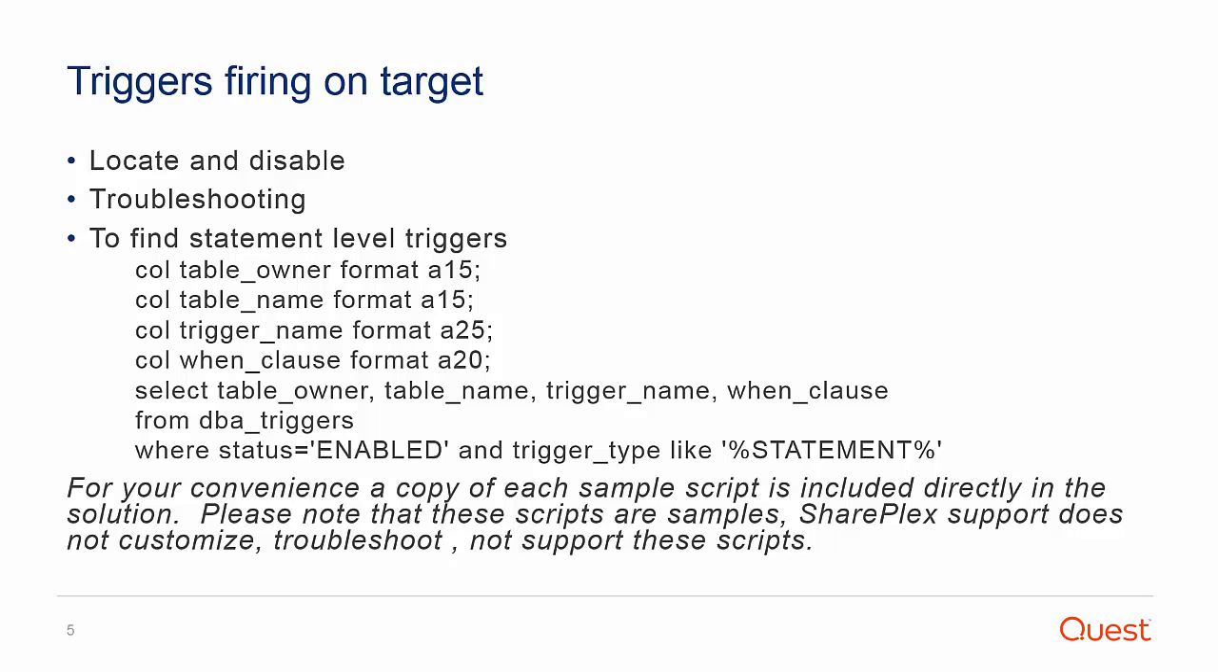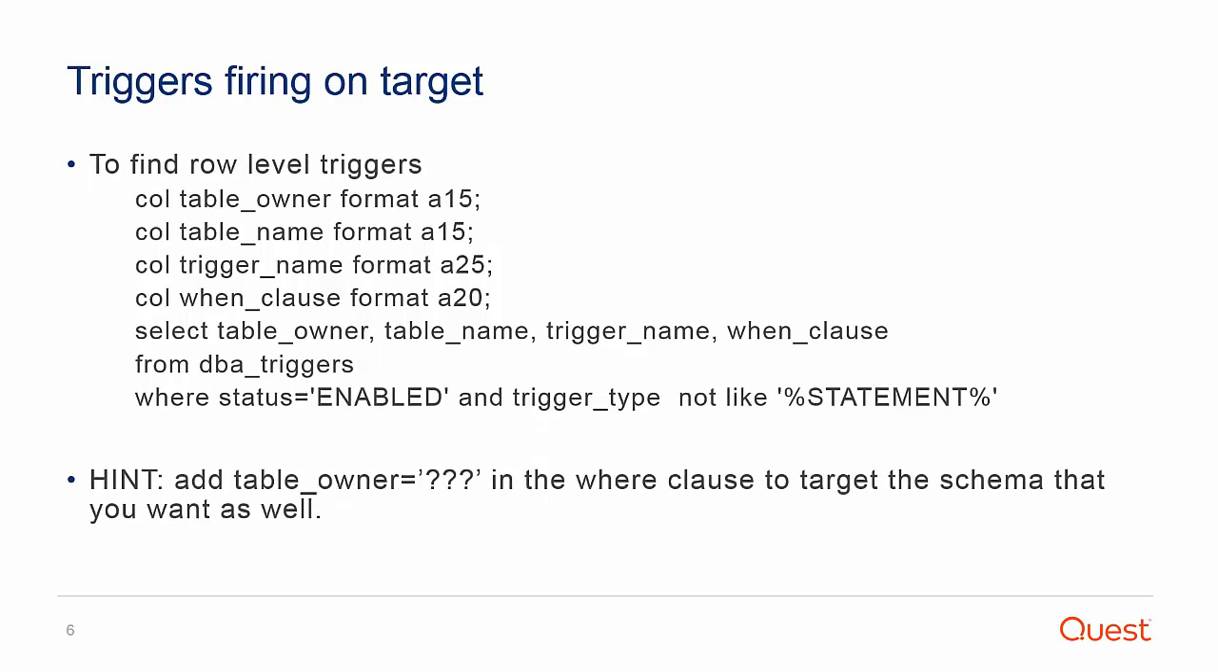To find the statement level trigger, you can run a query on DBA triggers with the status as enabled and the trigger type set to statement. To find the row level triggers, you can set the status as enabled and the trigger type not like statement. With both the statements above, you can add the table owner in the where clause.